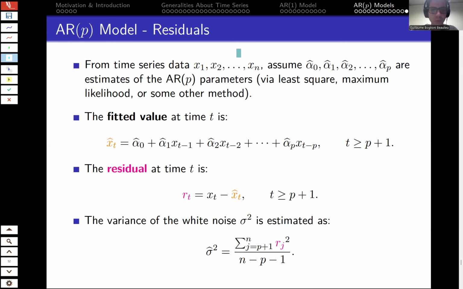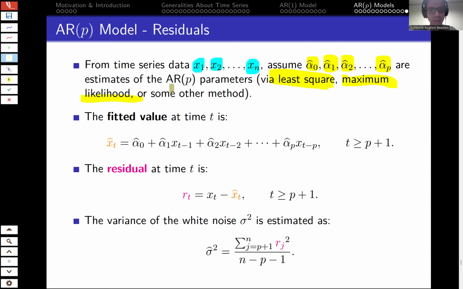So now we're assuming we have real data. We have observed a time series data of size n, which we can denote x1, x2, up to xn. And those things, alpha 0 hat, alpha 1 hat, etc., are the estimates of our AR(p) model. Again, we don't cover estimation of a time series model in this unit, but imagine you've done that with R, using least squares or maximum likelihood. So assume you have those parameters.